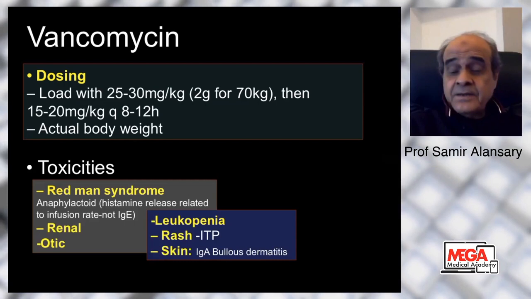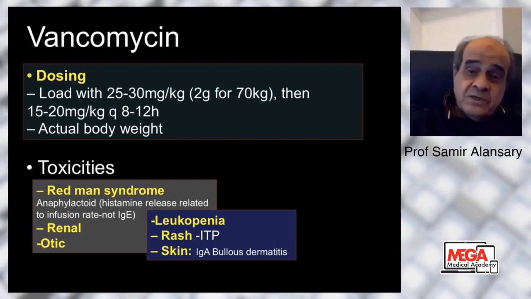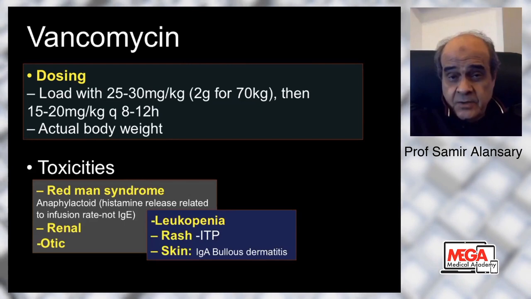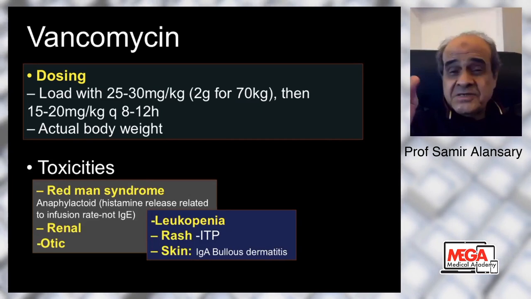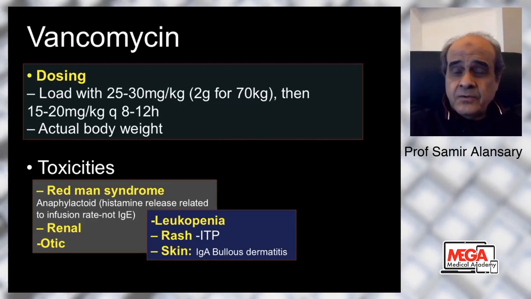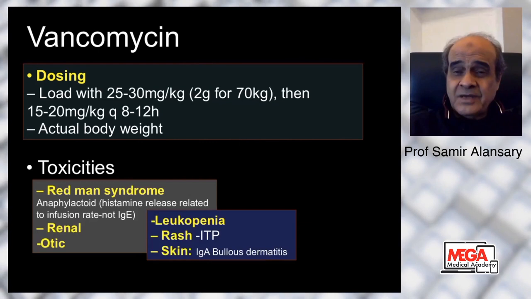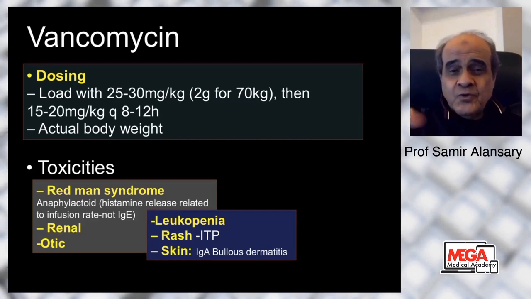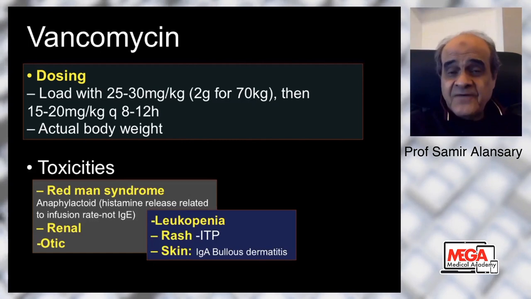For toxicity, take care of Redman syndrome if you inject your drug very rapidly, so it is better to give it slowly through infusion. Don't forget the renal complications, nephrotoxicity, and also the otic or auditory complications. You can't predict the auditory complications in the ICU, especially with vancomycin combined with other nephrotoxic drugs like aminoglycosides, because it needs audiometry, and most patients can't tolerate it or be sent to the audio lab to check the effect of nephrotoxic drugs on the auditory and vestibular nerves.